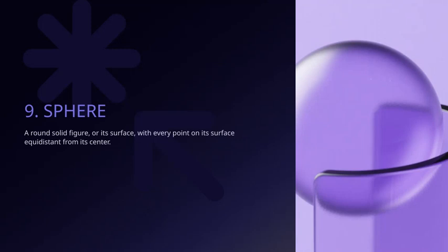Today, I want to talk about the sphere. A sphere is a perfectly round, solid figure, kind of like a ball. The key thing to remember is that every point on its surface is exactly the same distance from the center. This distance is called the radius. Think of a basketball or a globe. Both are good examples of spheres.